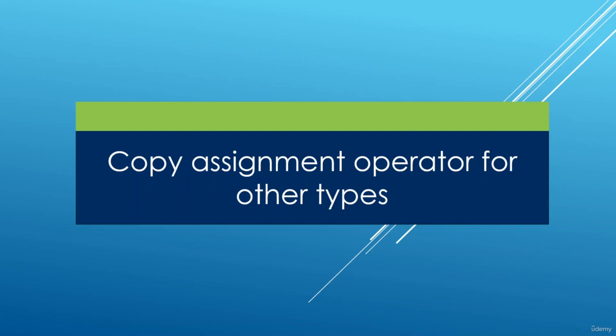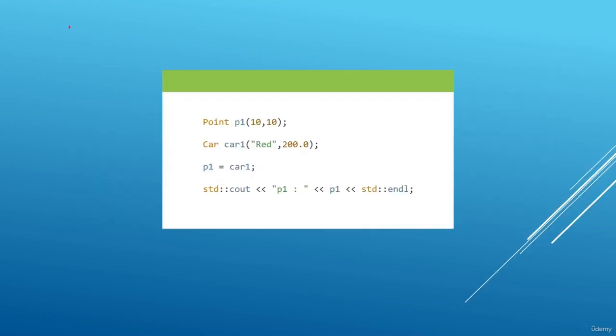In this lecture, we're going to learn about copy assignment operators for other types. And what we really want to do is something like this. Suppose we have a point object, as we have been doing for a long time, and we have another car object. This is another class we can set up. And for example, we can specify the car color and the maximum speed.